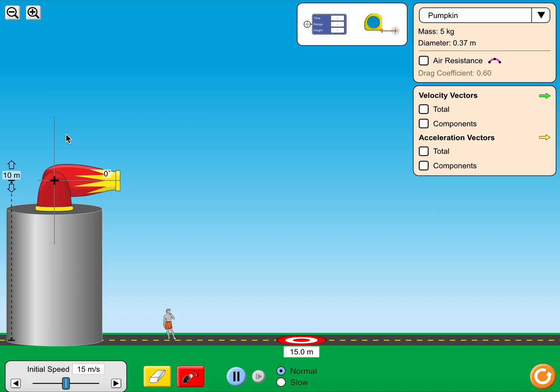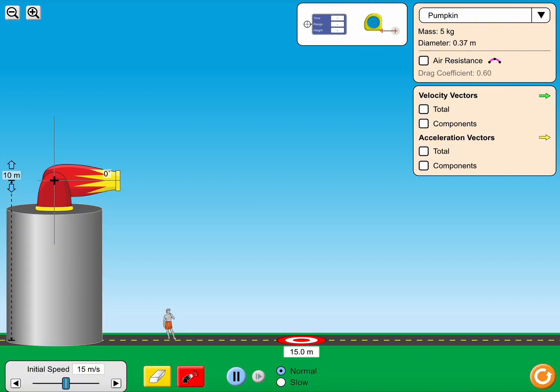Today we are going to see projectile motion. Most importantly, we are going to see how the initial velocity of a projectile can affect all the trajectory this object takes.